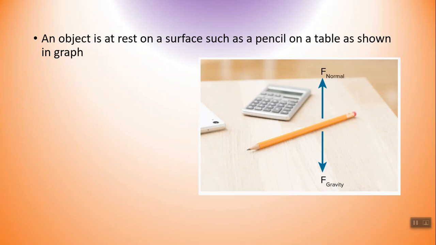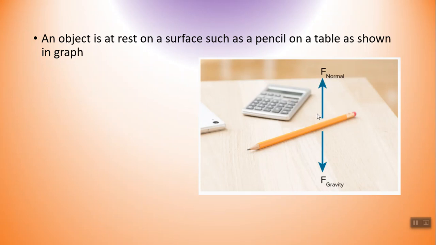When an object is at rest on a surface, such as a pencil on a table as shown in this graph, the normal force on the object is equal in magnitude and opposite in direction to the object's weight. And in this graph, we can see the free body diagram for this object. So when we have a pencil on a table, we have the gravity force, or the weight of this pencil, pointing down, and here we have a force of the same magnitude but in the opposite direction. This force is called the normal force.